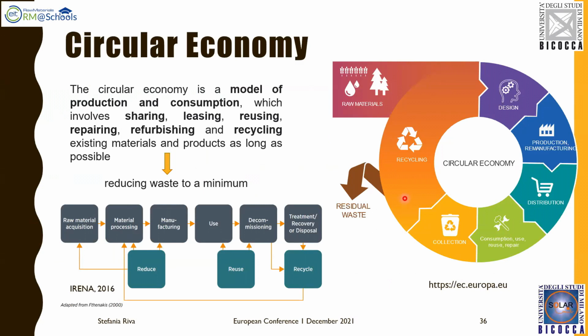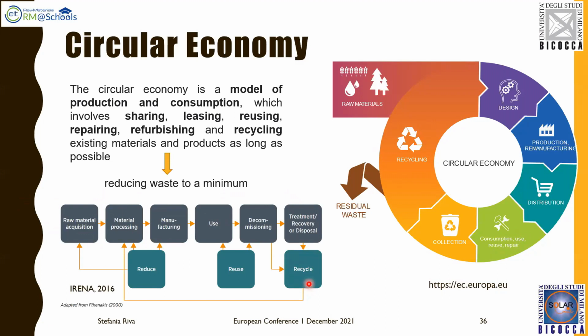Every finite product should follow this cycle called circular economy. When we start from the raw materials, then the product is produced and it is used, and at the end of its life, the product is recycled. And this chain is in order to reduce the waste to a minimum. And this is also what is important for the silicon photovoltaic modules, that at the end of their life, they can be recycled.